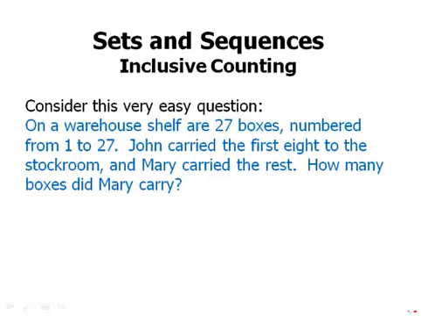Well, obviously what we would do is simply subtract. 27 minus 8 is 19. That would be the number of boxes that Mary carried. So that's a really easy question.